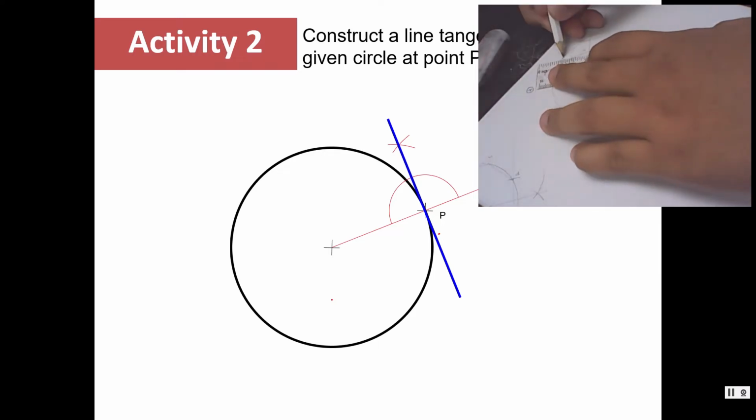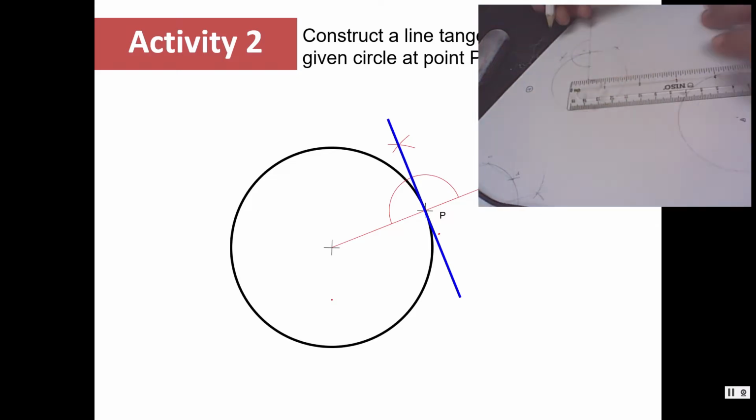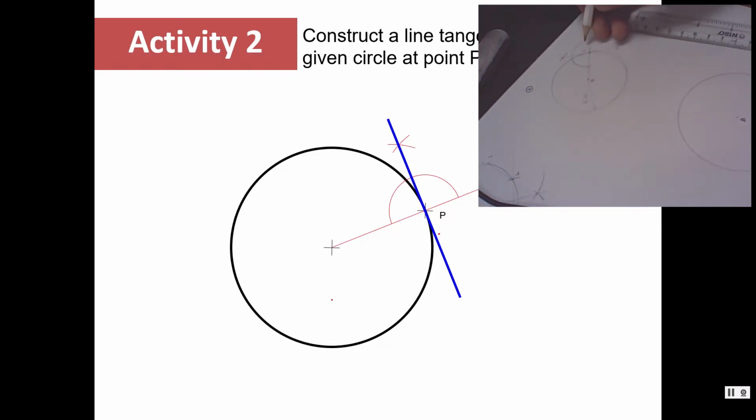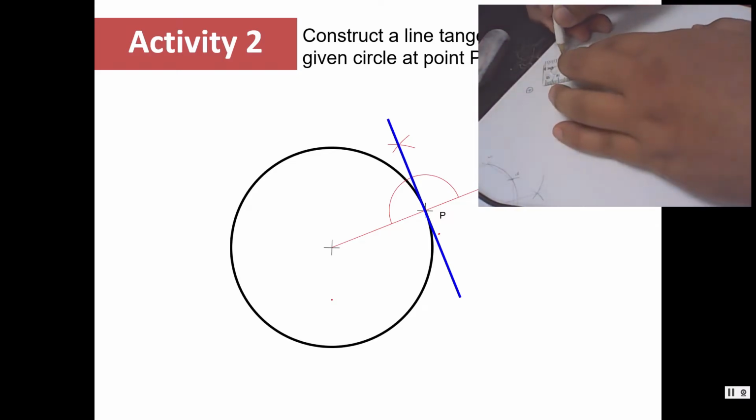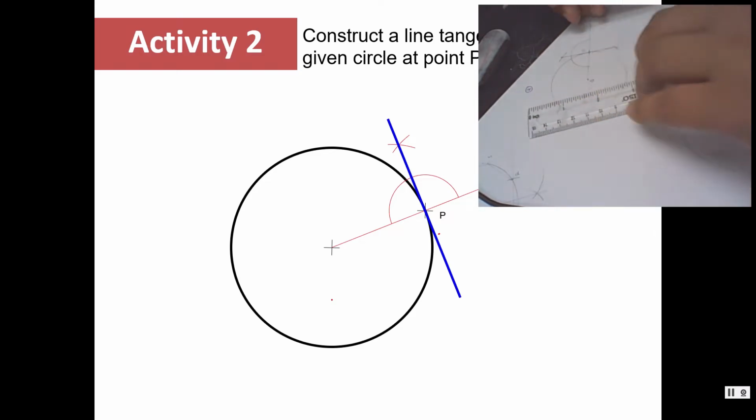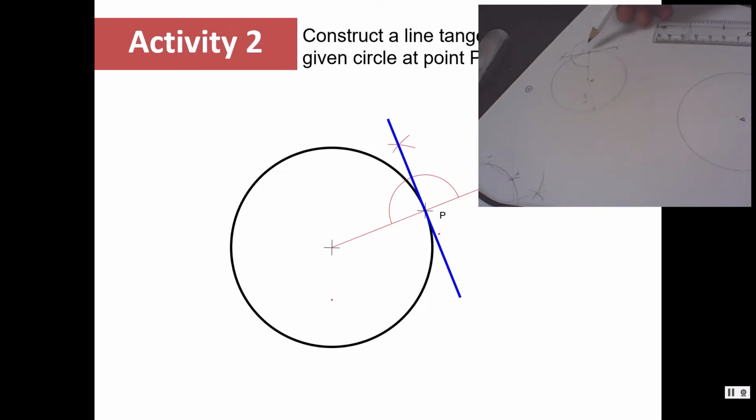And then after that, what we need to do is just to draw a straight line from the point to pass through P and also to B at the bottom. So at the end, you are going to get a tangent line. This is a tangent line. Just going to darken it a little bit more. This is a tangent line going to pass through P and touch the circle. Okay, so this is for activity 2.